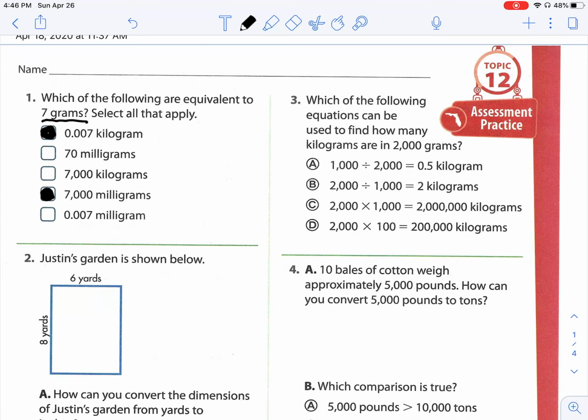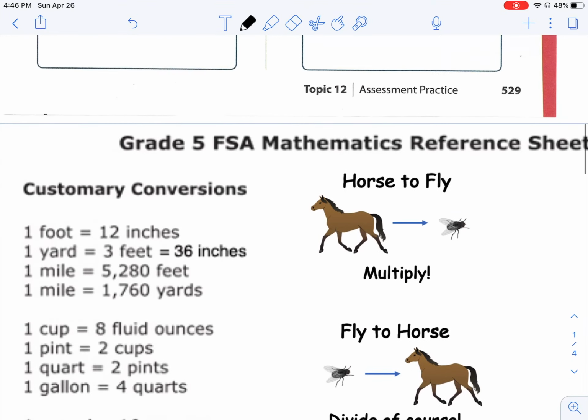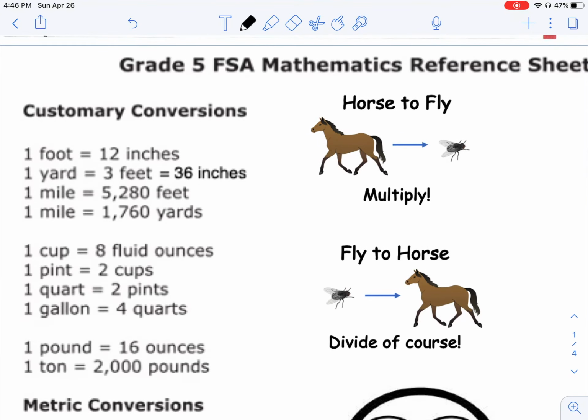Okay. All right. Number 2, Justin's garden is shown below. By the way, I scooted over to this reference sheet, this conversion sheet. You really need to print that and have that next to you when you are doing this test that's coming up. And if you don't have a printer, you can copy it on paper, but that would be a lot of work. Or you could just keep it open in one of your tabs or in an application behind your browser. But you really need to be referring to this throughout the test.